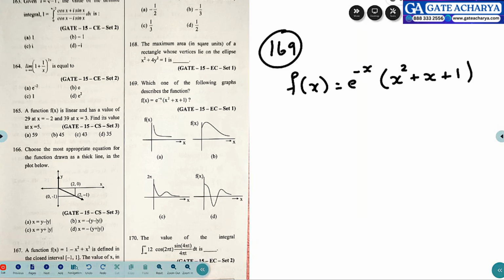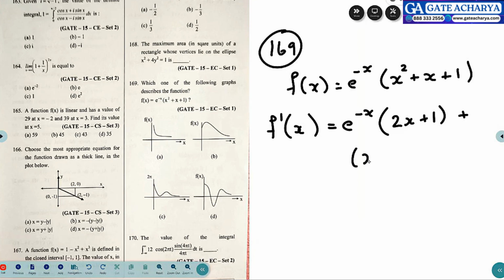Okay, it's quite easy, but you will have to investigate it based on the maxima and minima. So let's understand this. Tell me the first derivative. What is the first derivative of this? Obviously I have to do the product rule, right? So what is the product rule? e raised to minus x into the derivative of x square plus x plus 1, 2x plus 1, plus x square plus x plus 1 into the derivative of e raised to minus x, which is minus e raised to minus x.